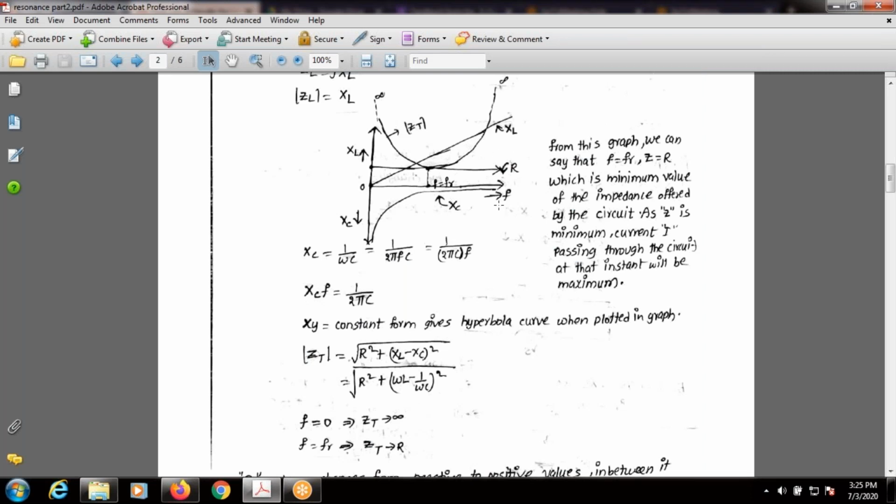Because as f increases, XL increases. Coming to the second one, XC is below the 0 axis. As f increases, XC decreases, and at f equal to 0, XC is equal to infinity. And when XL is equal to XC, at that point the equivalent impedance in the circuit, ZT, is equal to R, the resistor.